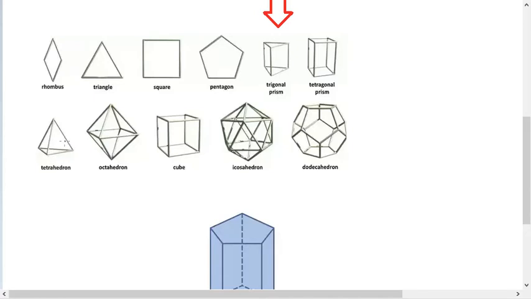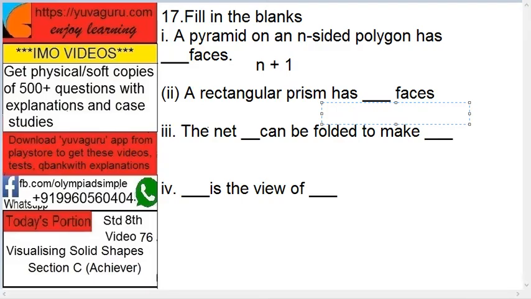Suppose if this would have been a square at the bottom, how many faces? 4 above and 1. So 4 plus 1. Here 3 plus 1 means n plus 1. That is the answer. A rectangular prism has dash faces.